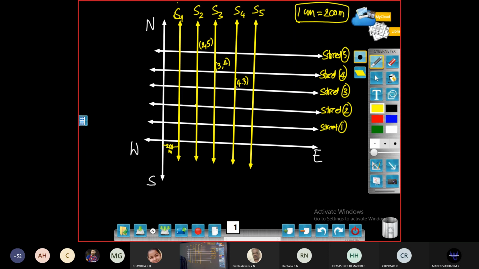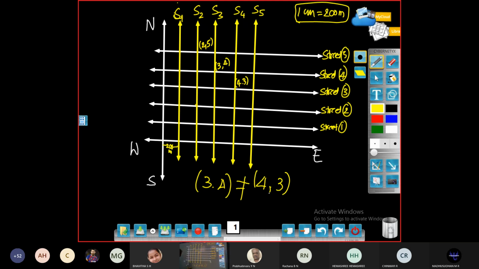Now, how many cross streets can be referred to as 4, 3? Can you tell me how many you will find? Only one, sir. 4, 3 and 3, 4, are they one and the same or what? No, sir, both are different. So now 3, 4 and 4, 3, they are not the same, they are unique. So here 3, 4 is not the same as 4, 3.